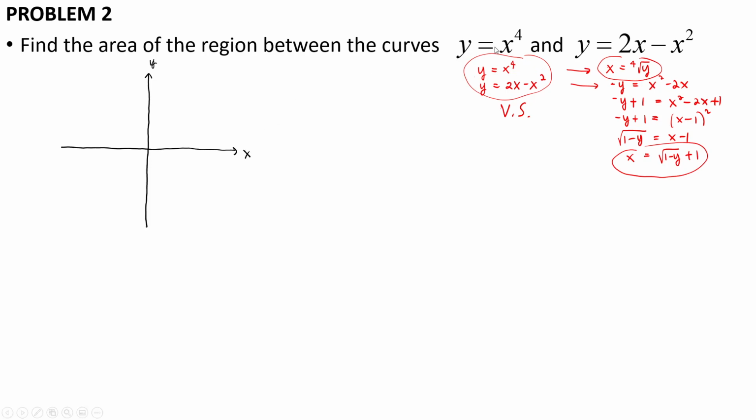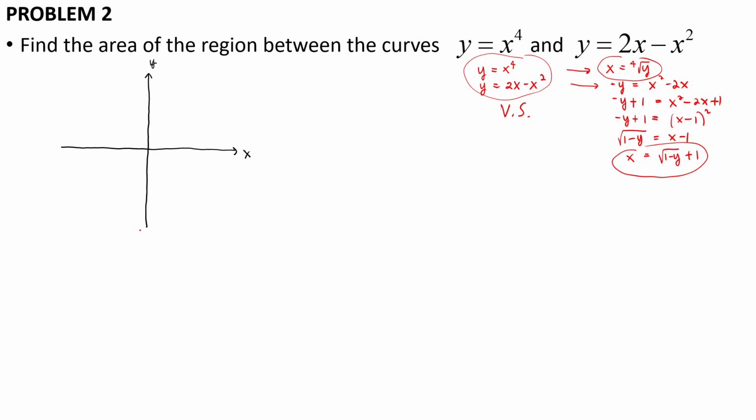Okay, so the first graph is y equals x to the power of 4. So it's the same concept as your parabola. The center of which is at 0, 0. And then the linear part is y, so it's opening upward. And then the second one is a parabola. But again, we still need to complete the square to determine the center or the vertex of your parabola.